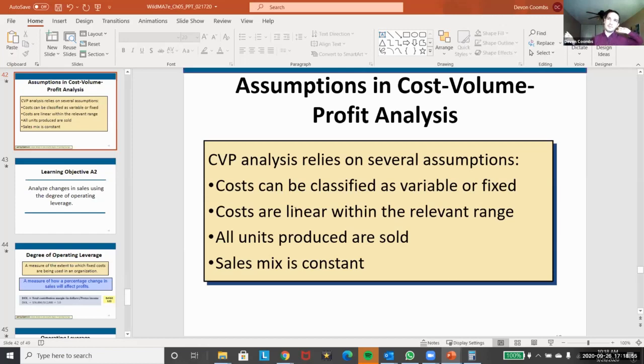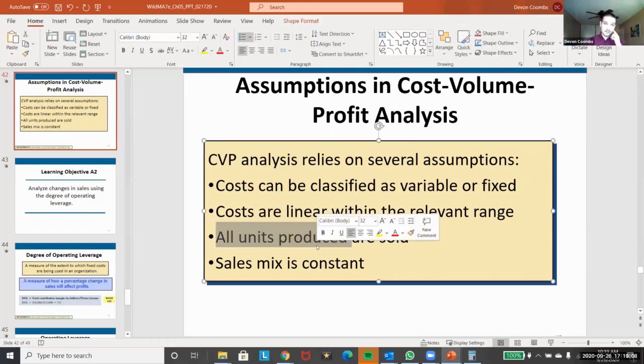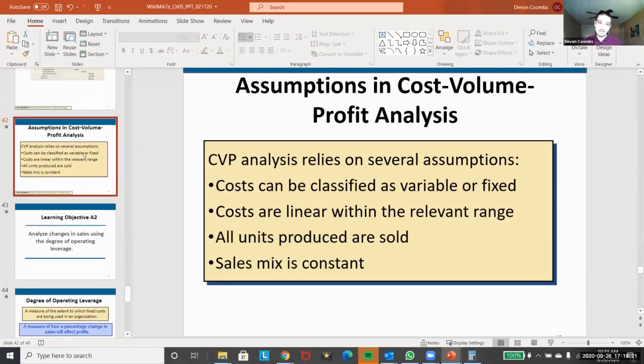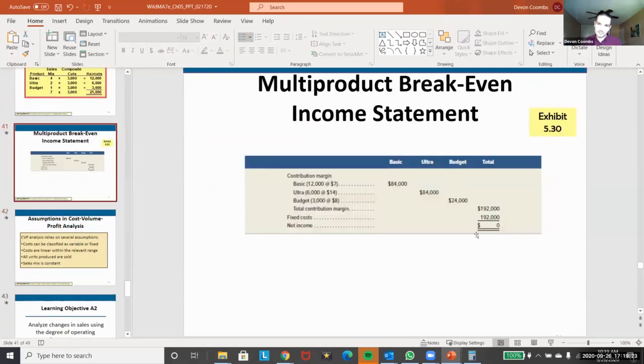That's not always the case, right? Leases might have contingent features in them that make cost change. So we're making these oversimplified, but it's good for education purposes. All units produced are sold, right? That's not always the case. A lot of times when we produce units, we can't sell them, or we have time that isn't utilized. We don't bill for all the time that we spend. And then our sales mix is constant. That's not always the case, right? So maybe 1 month we only sell budget haircuts. The next month everyone wants an ultra.